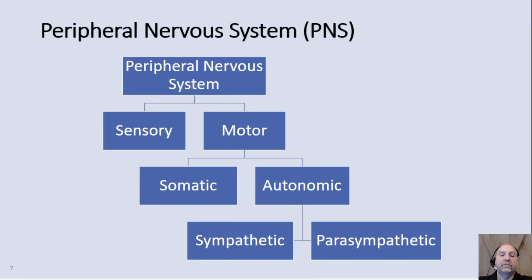The motor division of the brain is divided into the somatic nervous system and the autonomic nervous system. The somatic nervous system controls parts of the body that are under voluntary control. The autonomic nervous system, which sounds very similar to automatic nervous system, is responsible for body functions that are not under voluntary control. The autonomic nervous system is further broken down into the sympathetic and parasympathetic nervous system.